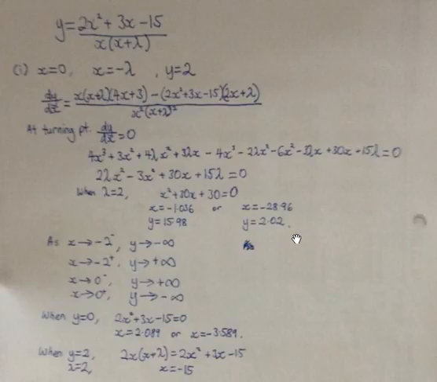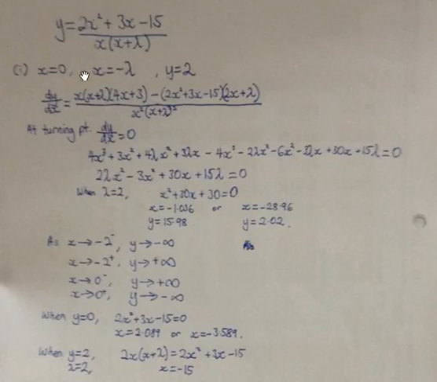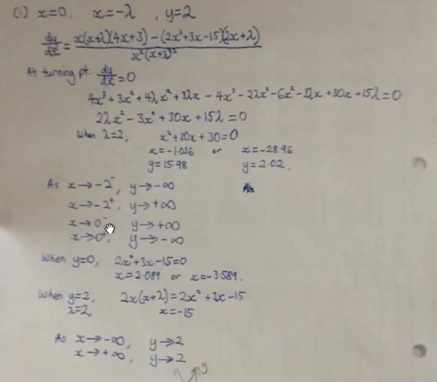So to sketch the curve, let's find out what happens when x tends to negative 2 on the negative side as well as the positive side, because we've already identified the vertical asymptotes. Correspondingly, y is negative infinity and y equals positive infinity for negative 2 on the positive side. We do the same thing for 0 on the negative and 0 tending to the positive side. And this is what we get.